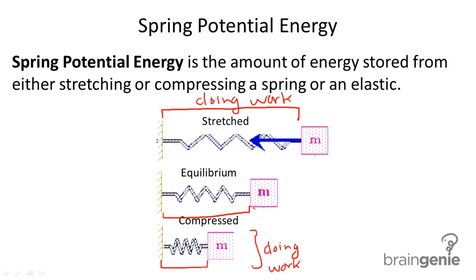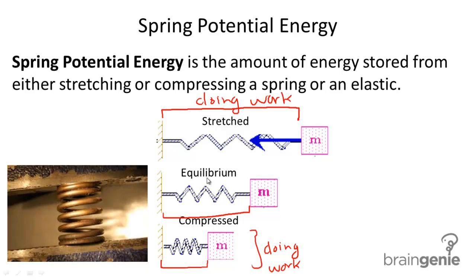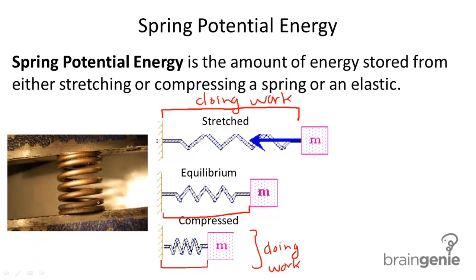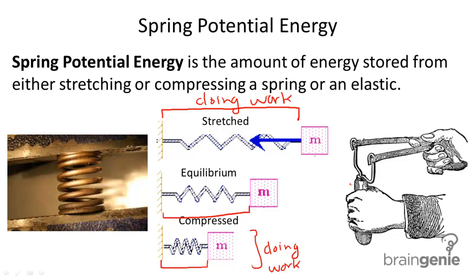Some common examples of spring potential energy that we see every single day are actual springs. You can see a spring here, like a little shock. There are shocks in vehicles. There are springs in all different types of mechanical tools. And also slingshots. When you stretch this slingshot, you are storing energy in the actual elastic.